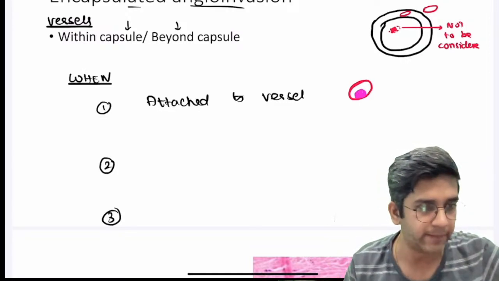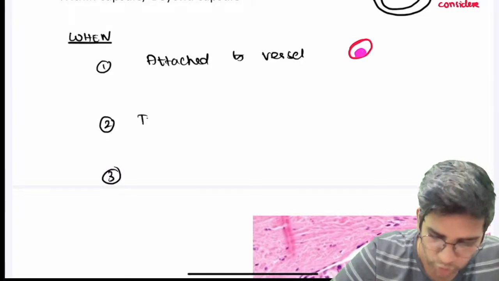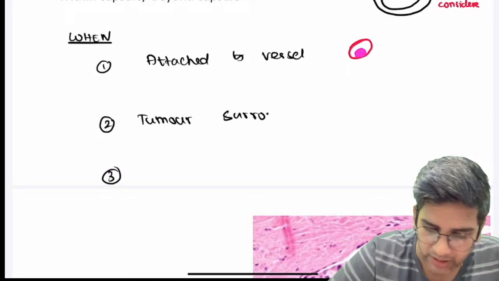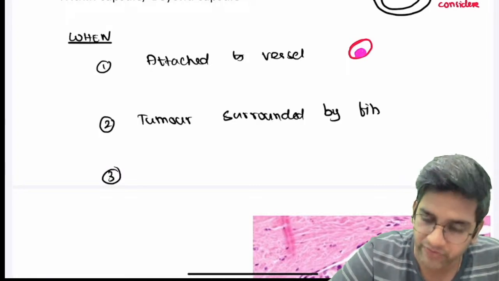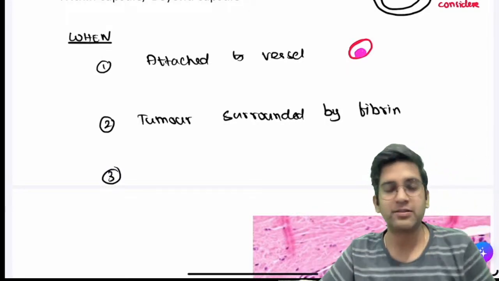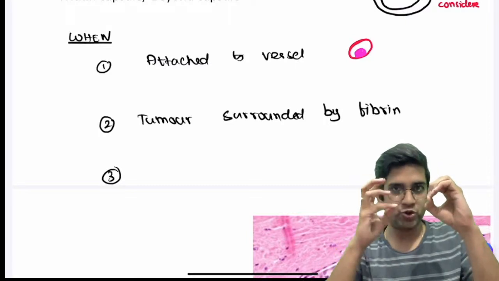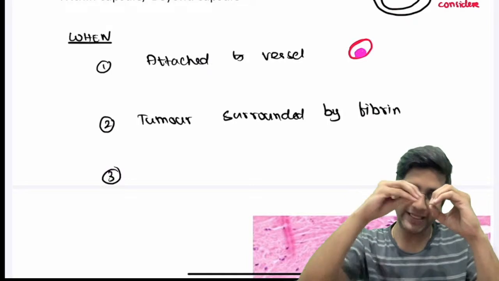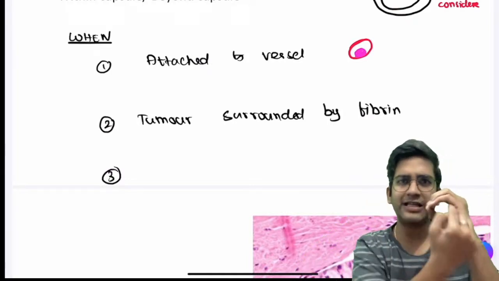That's one. Second is, if the tumor emboli is surrounded by fibrin. I'm sure you must have seen fibrin, a pink colored proteinaceous deposit. The concept is very simple here. This is a vessel. Let's assume angioinvasion means tumor from here is going to invade. That is angioinvasion. If a tumor cell actually invades, it will destroy the vessel and enter, which means it will have fibrin around it.